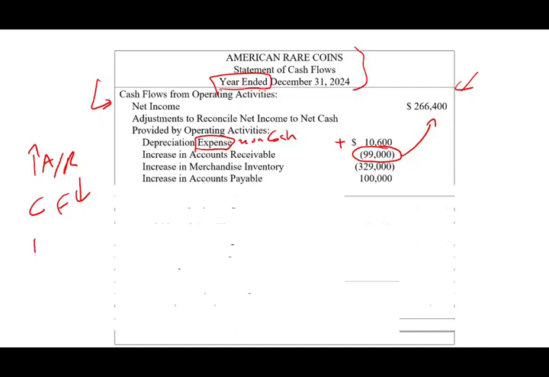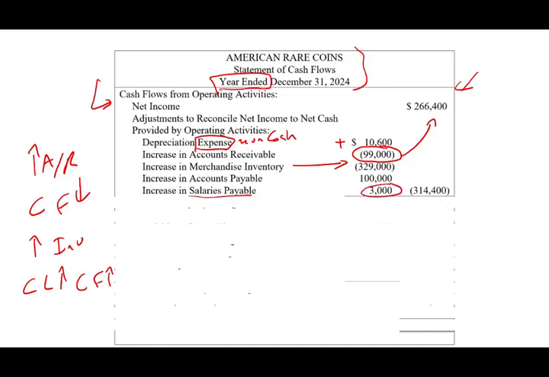Inventory went up. Again, if your inventory went up, it means you purchased more inventory than you sold. 329. Increase in accounts payable: when your current liabilities go up, your cash flow goes up. Why? Because you are buying and not paying. Therefore, you have more cash, so it's a positive. Again, you have to go to my cash flow tutorial to see those. Increase in salaries payable means you are expensing the salaries, but you're not paying them. Remember, we owe the employees 3,000.